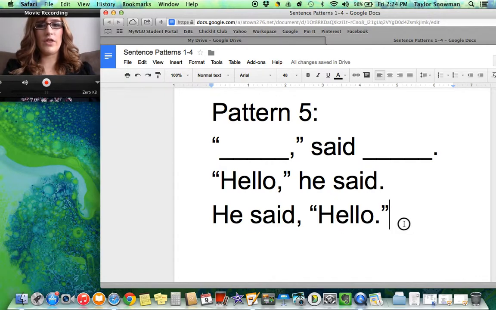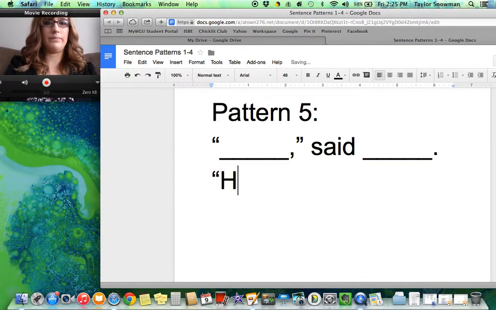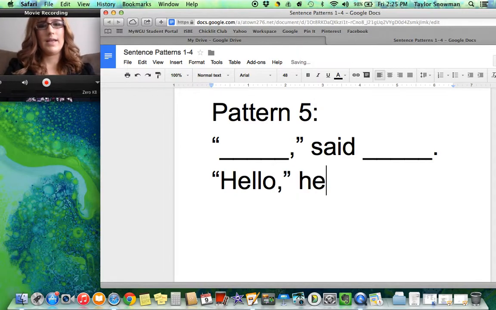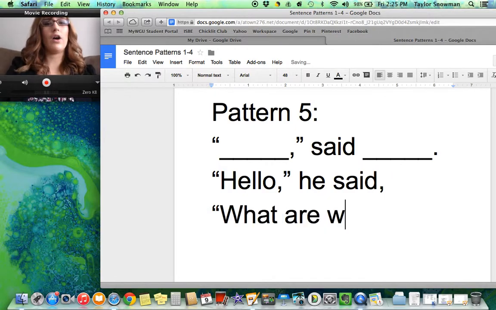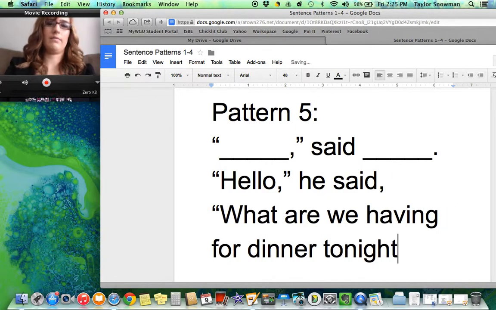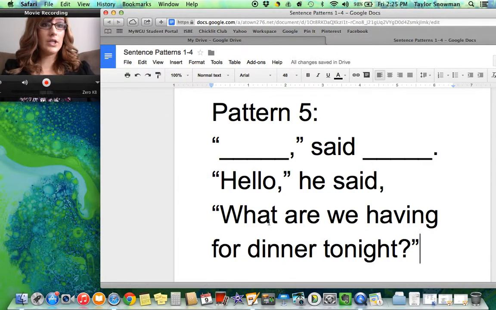So let me show you the third example of this, which is the most tricky, kind of. Okay, it's going to start out like the first example. Hello. He said, what are we having for dinner tonight? Question mark, quotation. Now, this is one talking point, but it's broken into half. So, hello. What are we having for dinner? That's what he's saying, but it just kind of broke it up with the he said in the middle. So here you're going to have a capital letter here if it's starting a new sentence. So hello, that's one sentence in this case. What are we having for dinner? That's another sentence, so that's starting with a capital here.